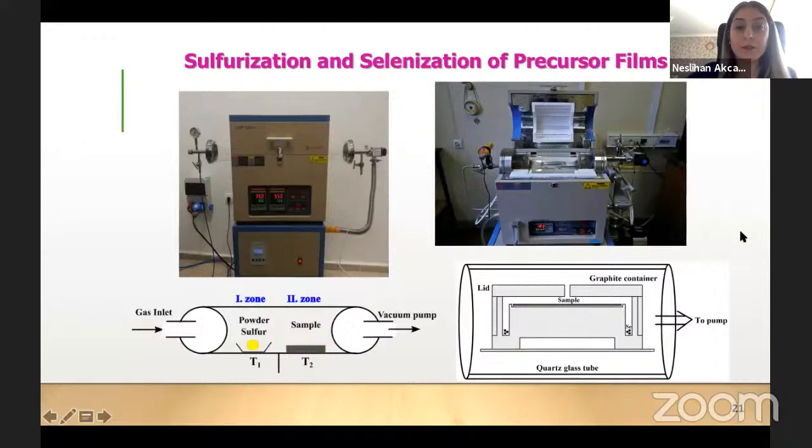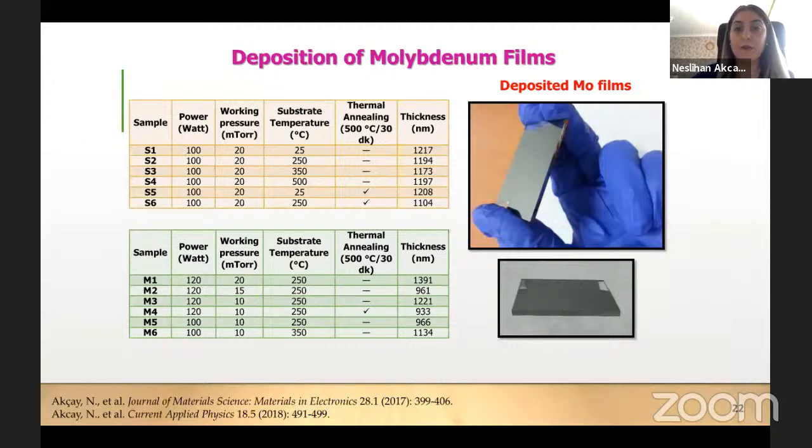So we started our studies with the deposition of molybdenum films. We used the RF magnetron sputtering technique to deposit the molybdenum films. Actually, in these studies, we focused on the electrical and optical properties of molybdenum films, because both electrical and optical, especially reflectivity, properties of molybdenum films are very important for thin film solar cells. If the reflectivity of the molybdenum back contact is high, then the absorption of light into the absorber layer will increase.